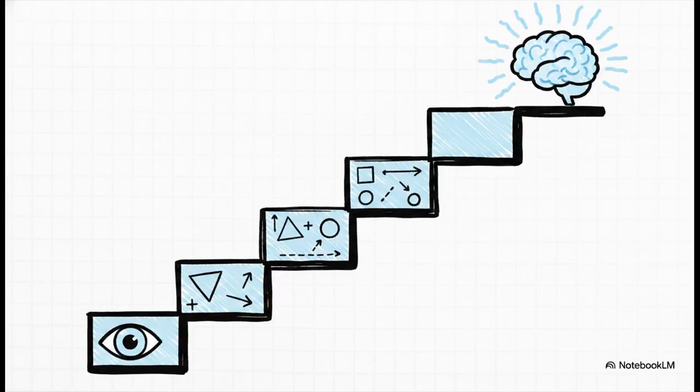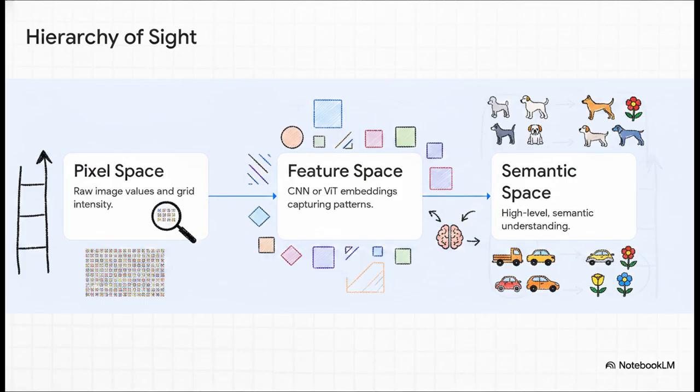Moving right along to part two, let's talk about the hierarchy of sight and map out exactly what progress looks like as an AI gets smarter. Think of this like climbing a ladder. We start at the bottom with zero context, pixel intensity, move up to recognizing geometric textures in feature space, and finally, we reach our ultimate goal, the semantic space, where the AI truly understands object clusters.